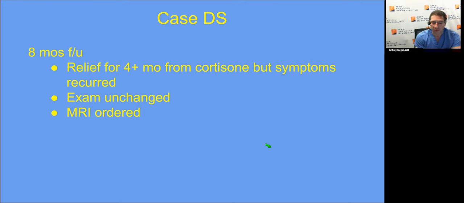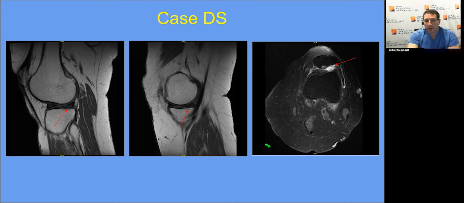She did have good relief from the cortisone shot, and she actually didn't come back for 7 more months. And she said that the shot gave her good relief, but it only lasted about 4+ months. At this point, her exam remained unchanged, and now I felt an MRI was appropriate.